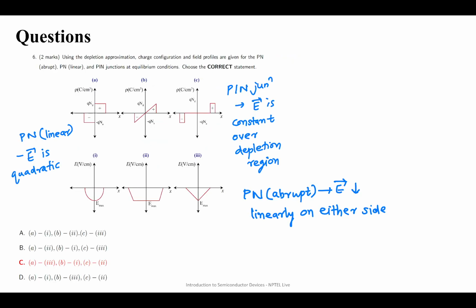The correct answer for this is C, which is A3, B1, C2. For PN abrupt junctions, the electric field is linear on either side, which is this. For PN linear junctions, the electric field is quadratic, which is this. And for the PIN junction, the electric field is constant over the intrinsic region, which is this. So it's A3, B1, and C2.